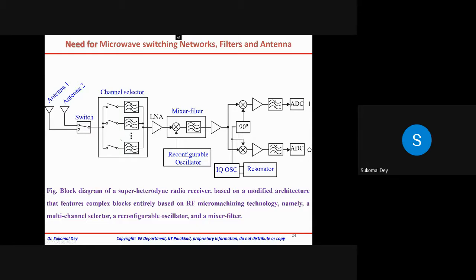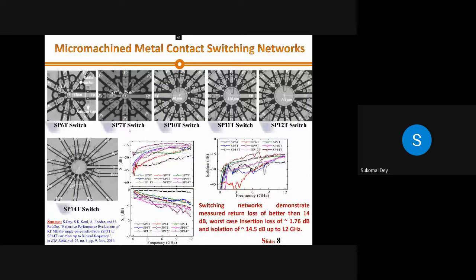Now the need for switching networks is very important in current mobile applications or current transceiver applications. So it motivates us to design different kinds of switching networks. Like we started from the SP6T switch, where you get single pole 6 throw, then single pole 7 throw, single pole 10 throw, 11 throw, 12 throw, up to 14 throw. Look at the 14 throw.